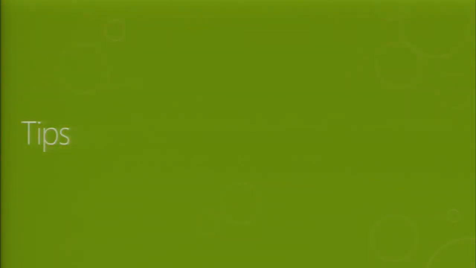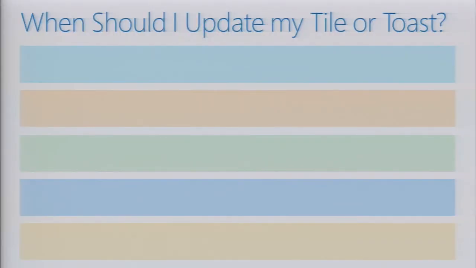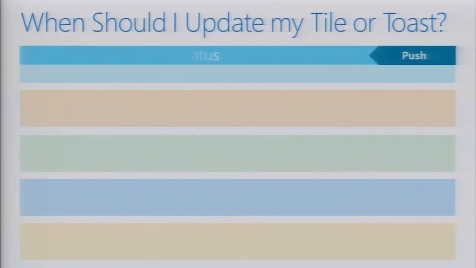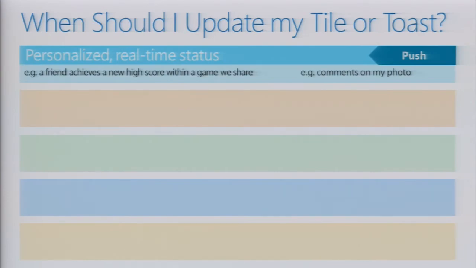So how I'd like to wrap up is to just talk about some tips, some advice that we've learned from helping folks implement their applications. We often get asked questions around, well, when should I update my tile or my toast, and what should I not do? So I want to talk a little bit about that. The first thing I want to talk about is when should you? You should send personalized and real-time status. This is the best type of notification. It's generally best sent via push. It can be done using periodic, but push notifications are the best way to send personalized things.